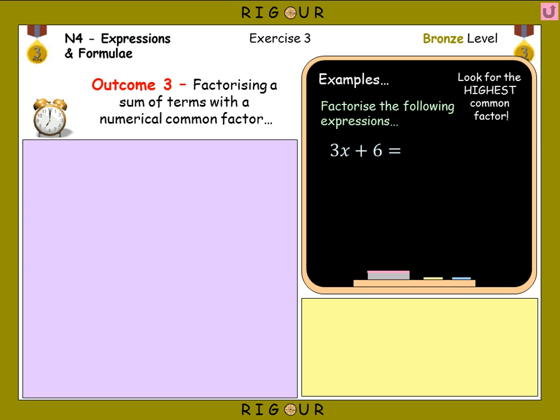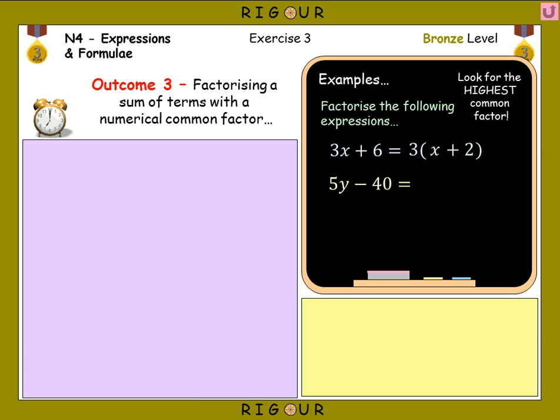So what we've got to do is look for the highest common factor. So we've got to look for the biggest number that divides into 3 and 6. So the biggest number you can divide 3 and 6 by is 3, which means we put the number 3 outside the bracket. Then we say to ourselves, 3 times what would give us 3x? So 3 multiplied by x gives us 3x. And 3 times what gives us 6? Well, 3 times plus 2 would give us positive 6.